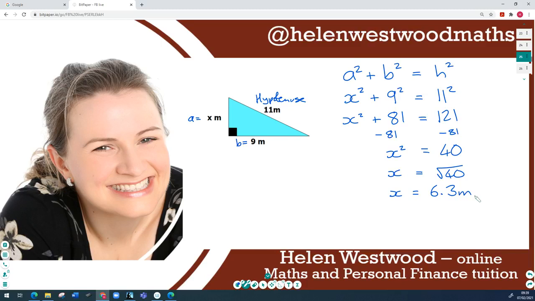And it's often worth just asking yourself, is my answer reasonable? The fact that it comes out as 6.3 metres, it's less than 11 metres, it's shorter than the hypotenuse, which is what we're expecting, because we know that side of 11 metres needs to be the longest side. So you've got an example there of how to find the hypotenuse, and an example of how to find one of the shorter sides. Notice we do the subtracting rather than the adding.